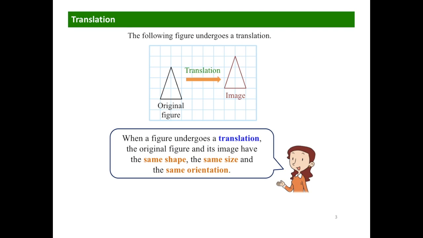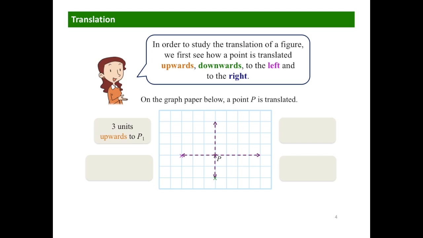Let's see translation first. When a figure undergoes a translation, the original figure and its new image have the same shape, the same size and the same orientation. In order to study the translation of a figure, we first see how a point is translated upwards, downwards, to the left and to the right. On the graph paper below, a point P is translated.